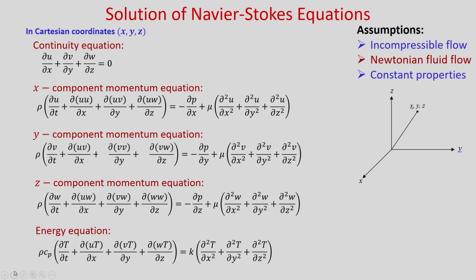So, let us consider these equations in Cartesian coordinate. For incompressible Newtonian fluid flow with constant properties, this is the continuity equation, this is the x component of momentum equation, this is the y component of momentum equation, this is the z component of momentum equation, and this is the energy equation. In today's class we will just discretize the Navier-Stokes equations, and you can see how many variables are there: u, v, w, p. And if you solve for energy, then there will be temperature.